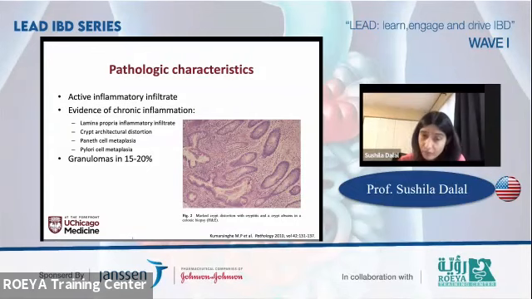If there's only active acute inflammation, we need to think about infection, or we need to think about medication effect, and we can't make the diagnosis of Crohn's disease without that chronicity piece. Granulomas are often described in Crohn's disease, but they don't occur in all patients. We don't have to see granulomas on the biopsies in order to make the diagnosis of Crohn's disease.